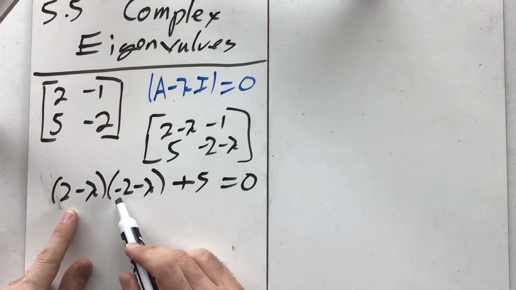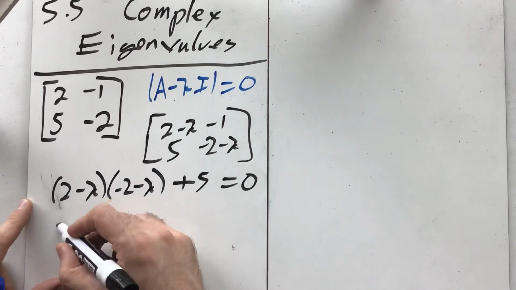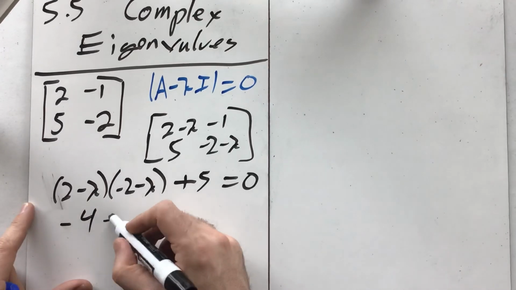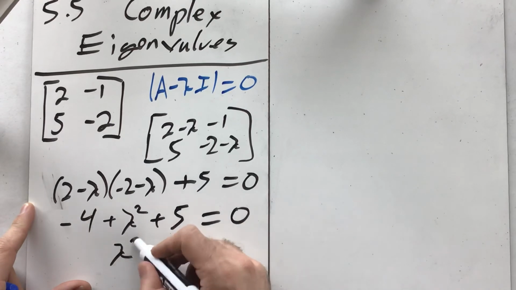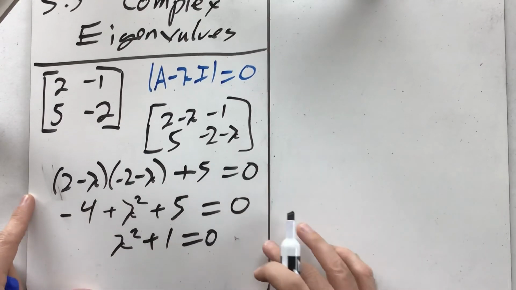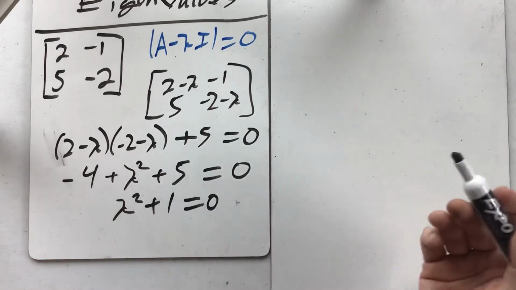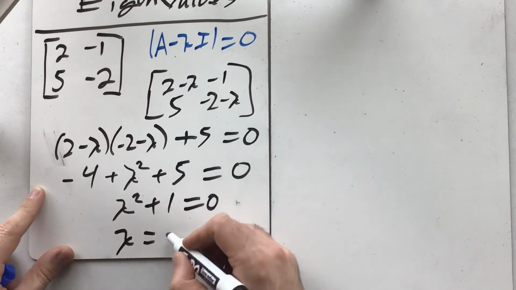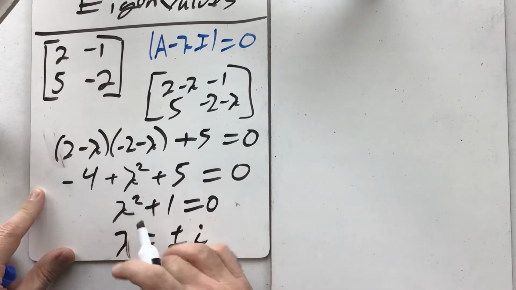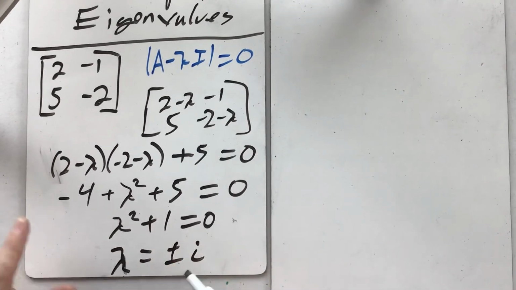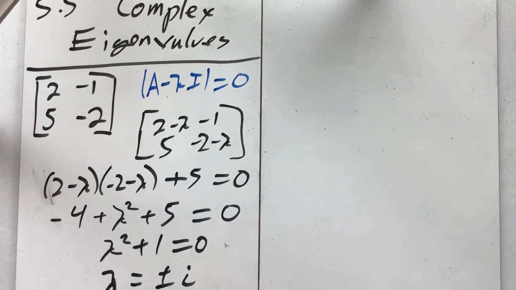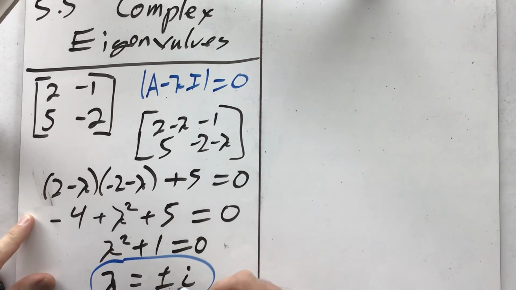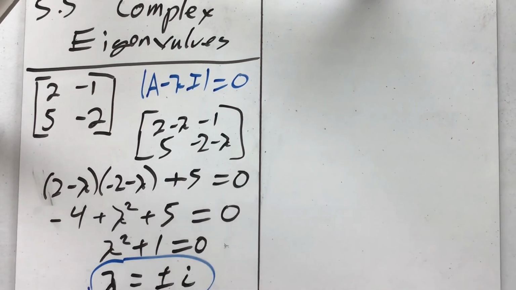Okay, let's do a little bit of multiplying here. You'll actually notice this is a difference of 2 squares. So we get a negative 4 and then plus lambda squared plus 5 equals 0. This simplifies to lambda squared plus 1 equals 0. And now, if you remember, we can solve this and get lambda equals plus or minus i. So our solutions here are imaginary, and in fact, they're the simplest imaginary solutions we could get. They're just plus or minus i. Okay, so this is how we find our eigenvalues, and you find your eigenvalues the same way you always have. The only difference is when you get to the end, you get imaginary numbers instead of real numbers.